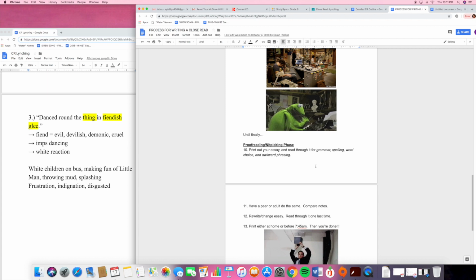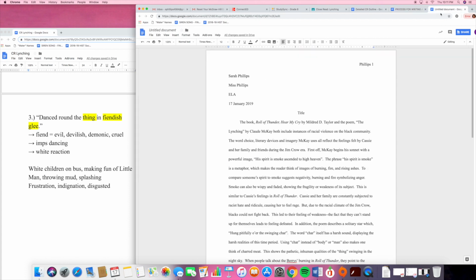What's next? Proofreading. Print out your essay, read through it for grammar, spelling, word choice, and awkward phrasing. Oh, so much awkward phrasing. Please print it out. You will catch so many more mistakes if you do that than if you just read it on the screen. That being said, I'm just going to read it on the screen. And have a peer and adult do the same. I am an adult, so I'm going to skip that step. Then rewrite it, read through it one last time, and print it, and you're done. All right, let's go. I'm going to save my title for the very end after I read through the whole thing.